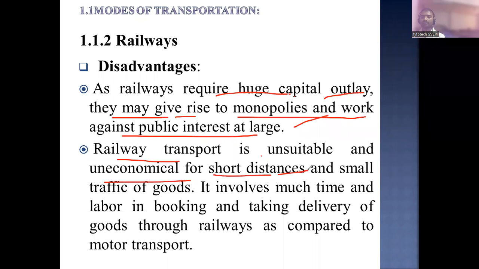What I told: if the traffic is small or the distance is short, you are not supposed to construct railways, because it needs heavy investment, correct? So if the short distance is there or the small traffic is there, then you are not supposed to construct the railways.